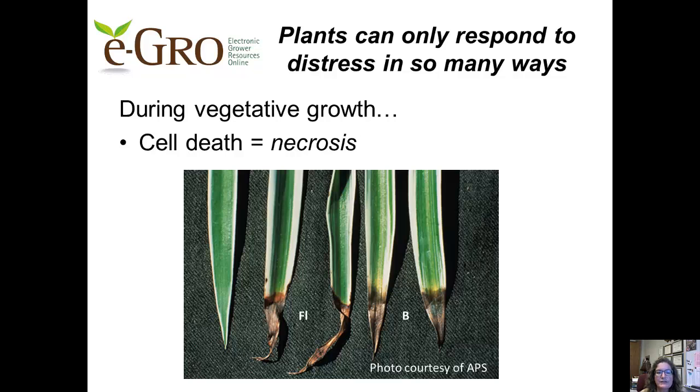When foliage cells die, they turn brown and become necrotic. Consider the chlorophytum or spider plant, shown in this slide. Fluoride and boron toxicity both cause leaf tip necrosis, and it even looks a little bit different when you get to compare the two disorders side by side, but damage in both cases is described similarly.